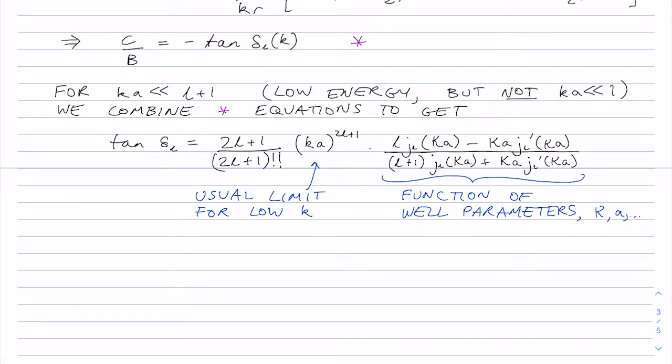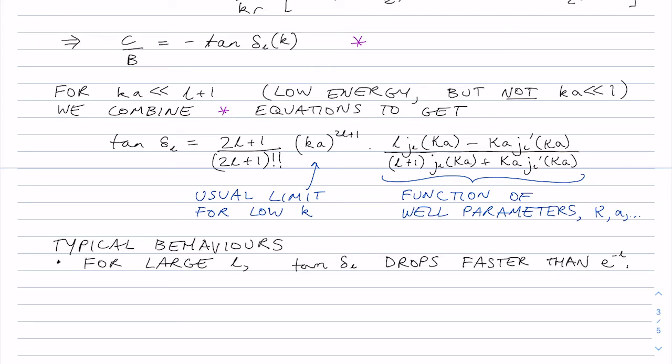So in this case, there's only two well parameters, the depth and the width. And kappa here, because we're at low energy, is very close to the square root of 2mV over h bar. So this gives us some typical behaviors that we can extrapolate. The first thing to note is that for large l, tan of delta_l is going to drop very fast. In fact, it turns out it drops faster than e to the minus l. And so that means that we get some cutoff at l max, pretty much in line with what we expected.